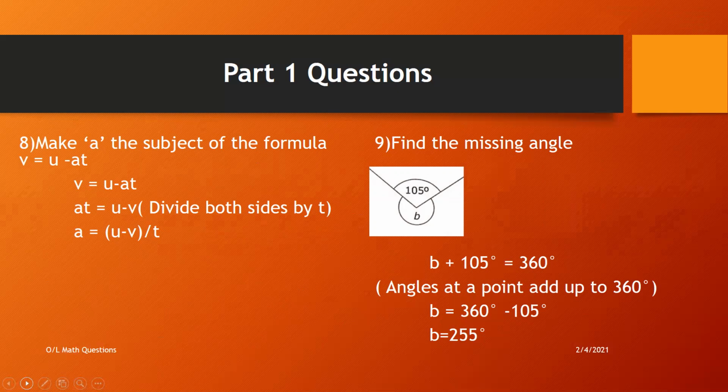Let's move to the ninth question. Find the missing angle. Now here you have to find the value of B. Now we know what's the theory we can use here. Angles at a point add up to 360. So then I can write B plus 105 degrees equals 360. To find the value of B, I have to take 360 degrees minus 105 degrees. Then I will get B as 255 degrees.